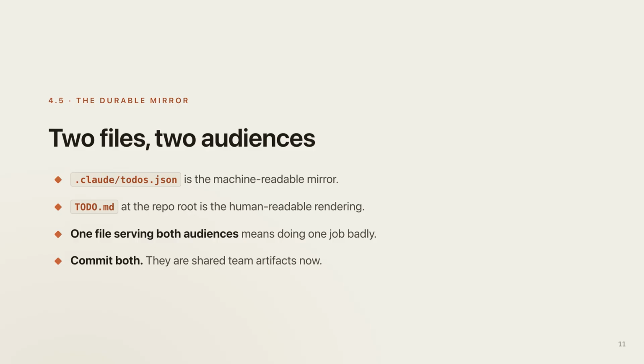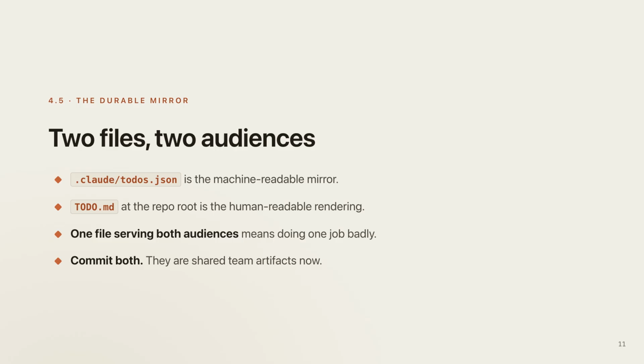todo.md at the repo root is the human-readable rendering generated from the JSON. This is what you actually open with coffee, pretty markdown, organized by workstream, with each item's status legible at a glance. Why 2 files?